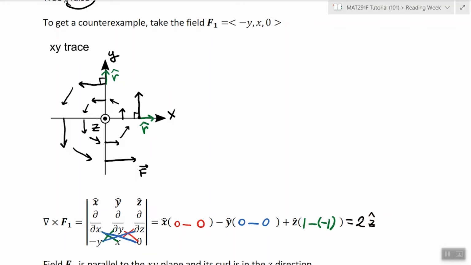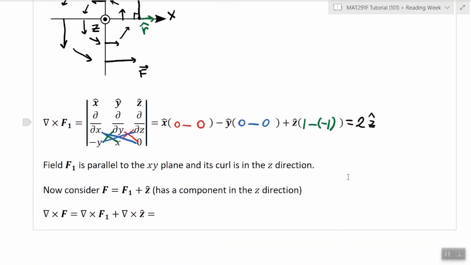So then you'll say, okay, well, that's not a counterexample in any way, because this vector field f1 is parallel to the xy plane, and this curl is in the z direction, right? So actually, this is an example, not a counterexample. But let's see here. Let's add z hat to this field f1. So let's construct our counterexample by adding f1 and z hat.